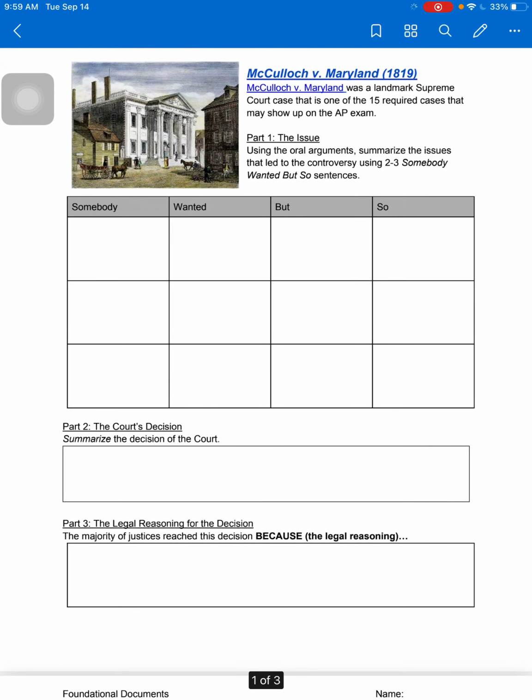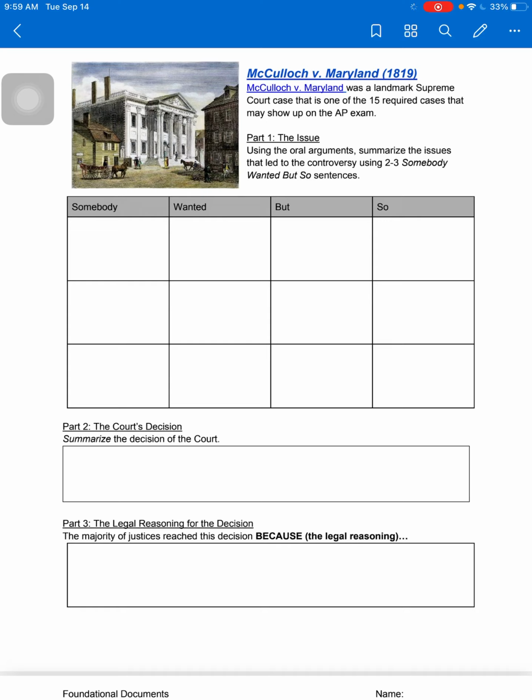All right, everybody. So today we're going to look at a couple of Supreme Court cases that dealt with the issue of federalism. And we're going to use the same format as we look at all of the 15 required cases that'll show up on your AP exam. So since this is the first one we'll be doing in depth, I wanted to go over some expectations for each of the different sections that you need to complete.